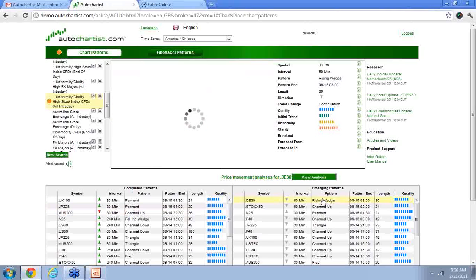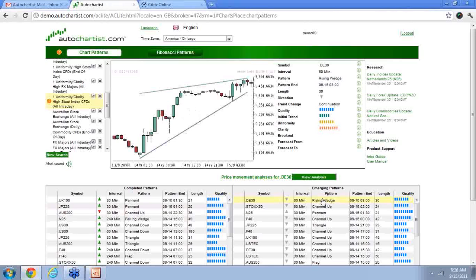Here's a rising wedge on an emerging pattern, and that suggests that something is going to be taking place here in terms of volatility, because this wedge has narrowed to the point where these candlesticks are beginning to coil a bit.